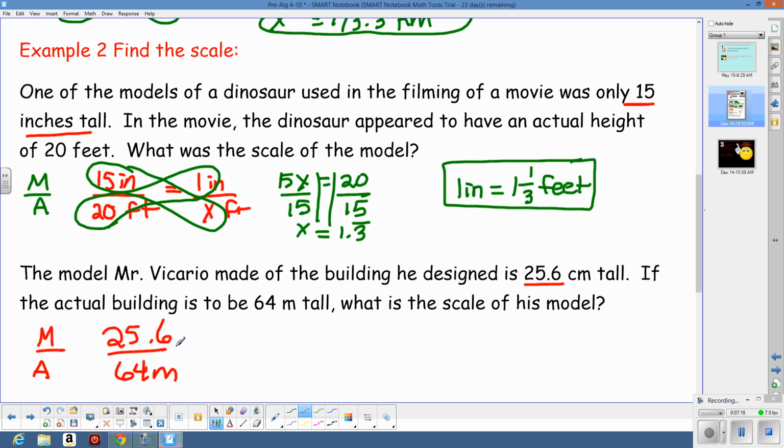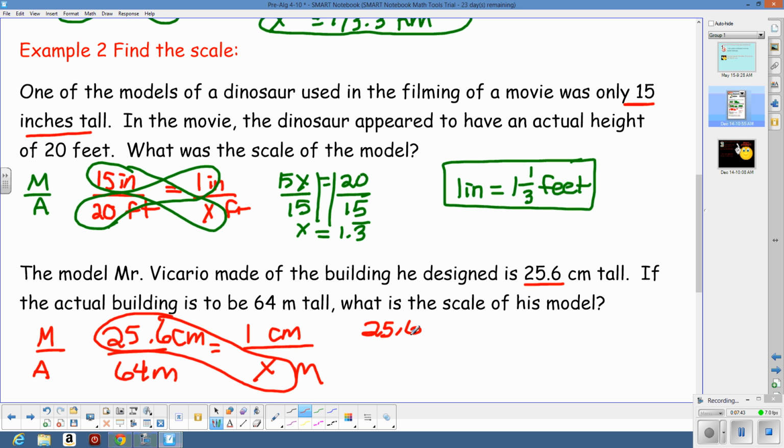So now what we want to figure out is what 1 centimeter is equal to. So I'm going to go ahead and put 1 centimeter over x, because we want to figure out how many meters that's going to be equal to. Now we're going to go like this and say 25 6/10 times x, or 25.6x, equals 64 times 1, which is 64. Now divide both sides by 25 6/10.